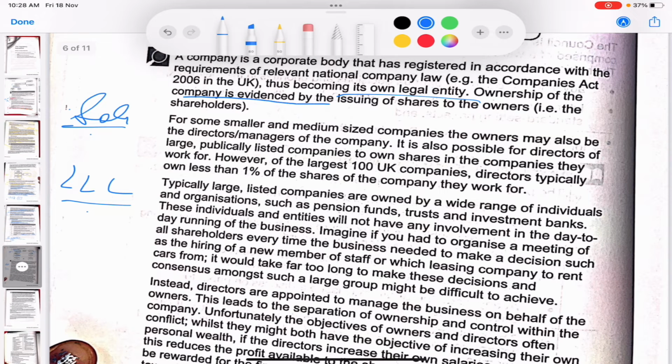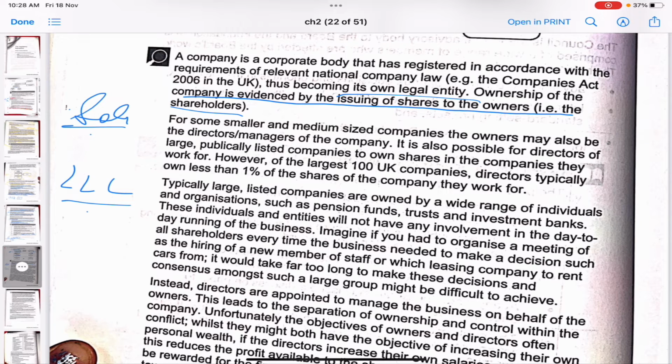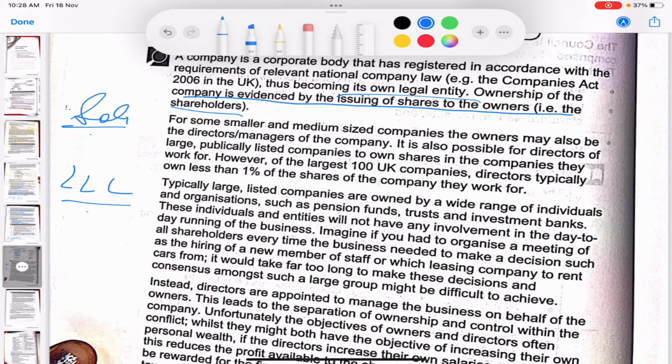Ownership of the company is evidenced by issuing shares to the owners, the shareholders. So we all know what shares are. A company is divided into shares, and the shares help raise money for the company. If I buy shares of, let's say, Britannia, then I am a shareholder of the Britannia company. But that doesn't mean I get to make decisions for their company, right? So that is what we are talking about: the difference between owners and the difference between managers, or the people who control.